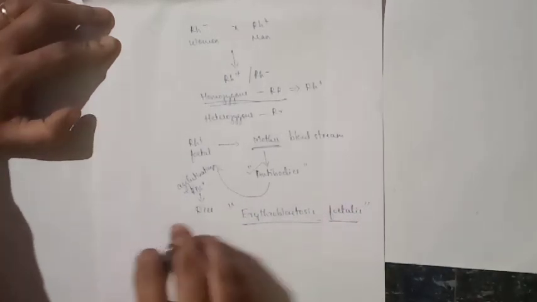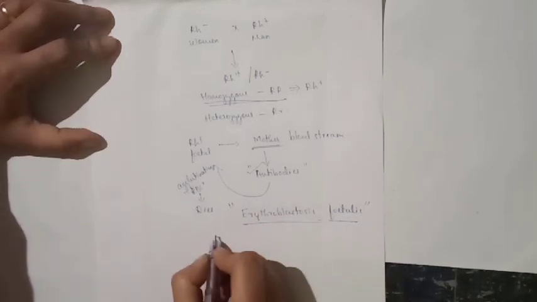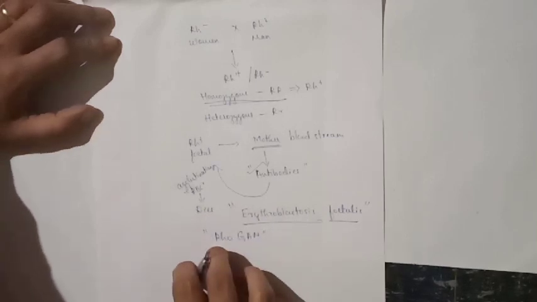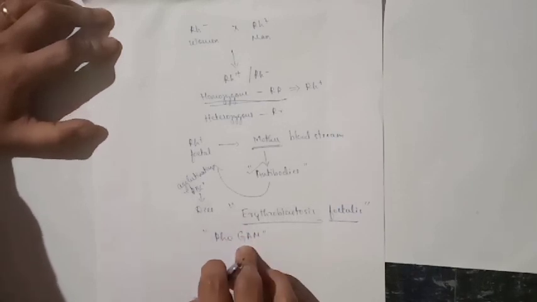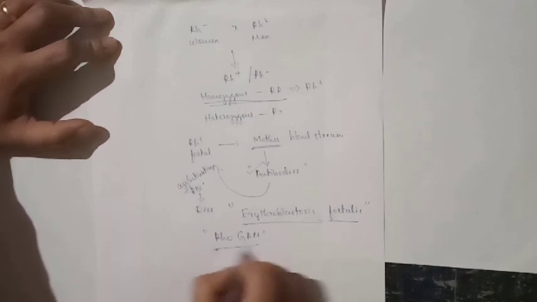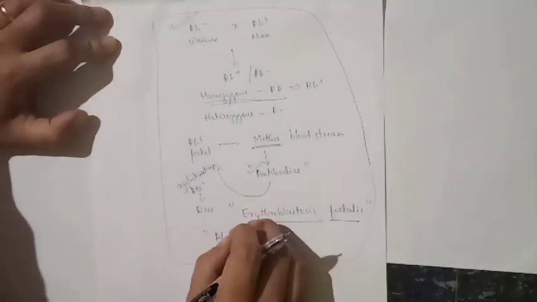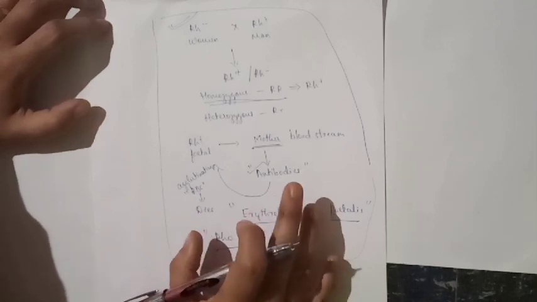Erythroblastosis fetalis. Understood? It can also be prevented by injecting a RhoGAM injection. Which injection? RhoGAM injection. It is nothing but anti-D, given to the mother a few hours before the childbirth. Okay, clear? This is the pregnancy complication based on the Rh factor.